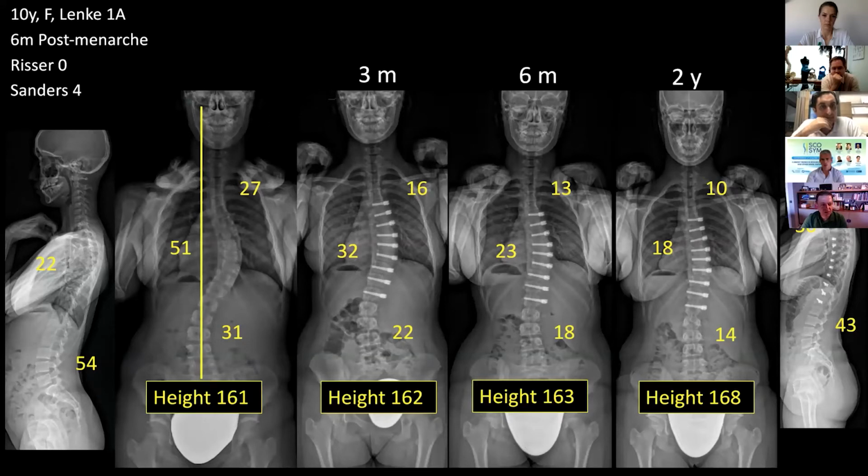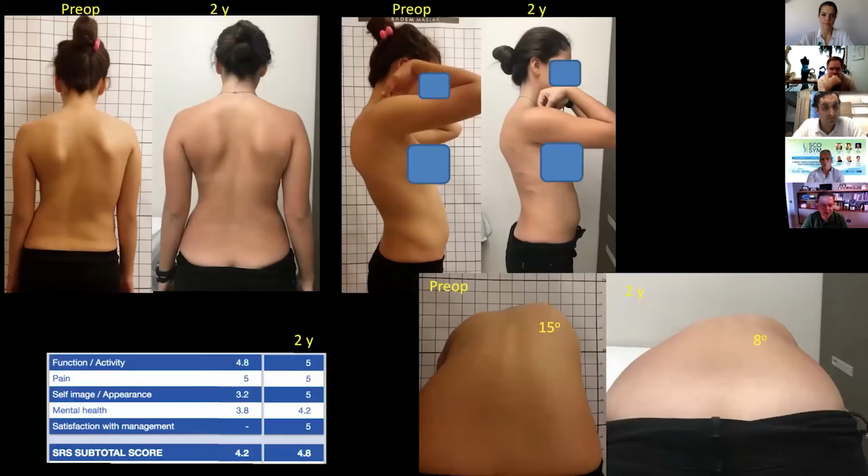So this is another sample of our rapid growing patient. The main thoracic curve of 51 degrees was corrected to 18 degrees at the end of 2-year follow-up. And you can also see the satisfactory cosmetic result in these clinical pictures.